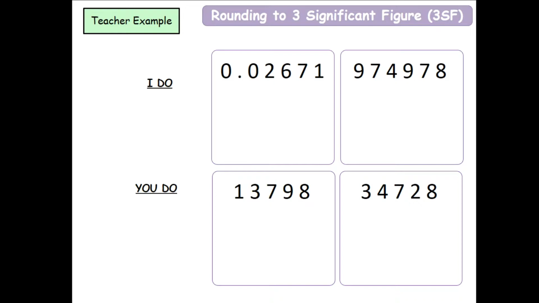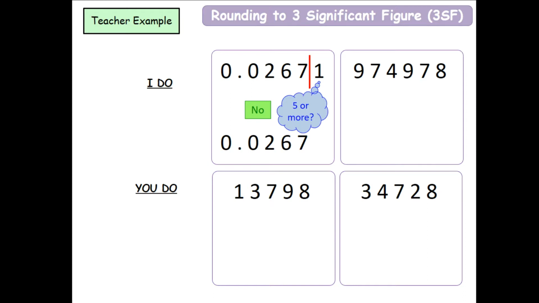Okay, next ones. Now we're rounding to three significant figures. Like I said in the previous question, if 0 is at the start, you don't count it. Only if it's between two numbers, you count it as a significant figure. So now my third significant figure here is 7. So now I draw a line between 7 and 1. Is my 1 5 or more? No. So my answer stays the same, and anything after the 7 becomes a 0. So my answer is 0.0267.